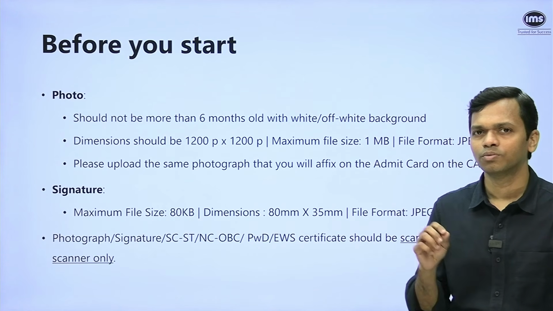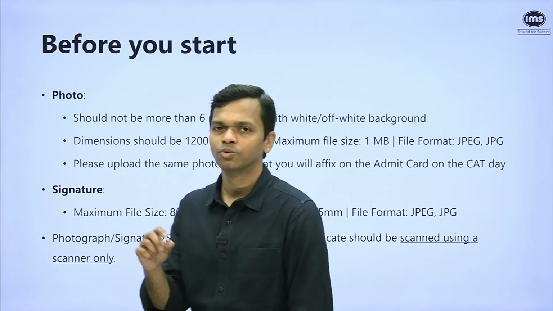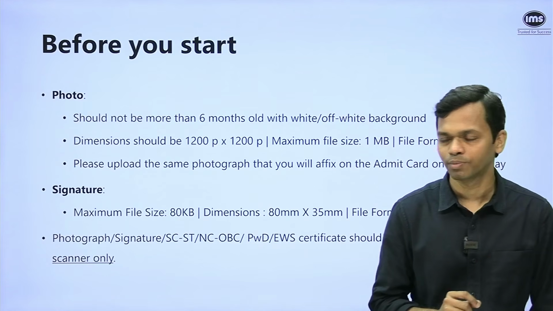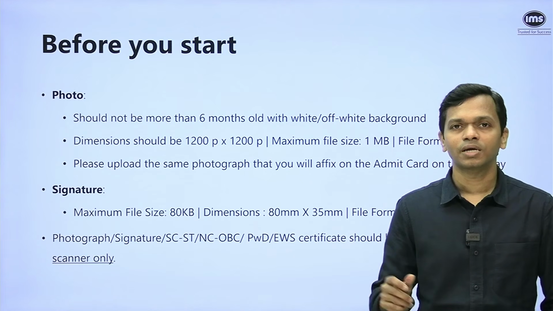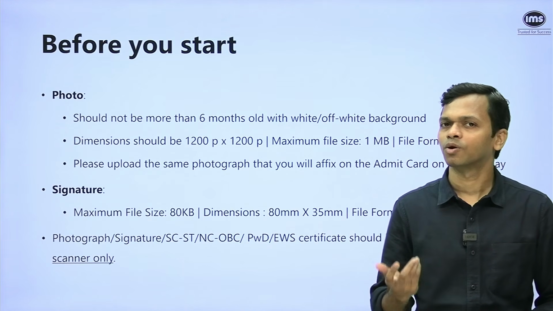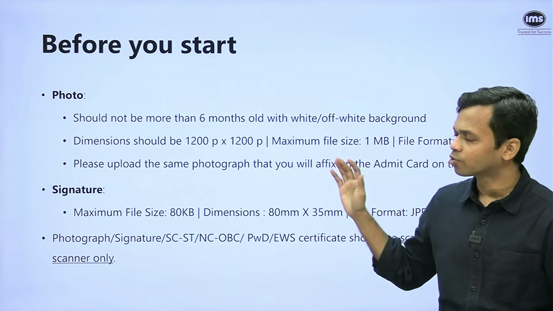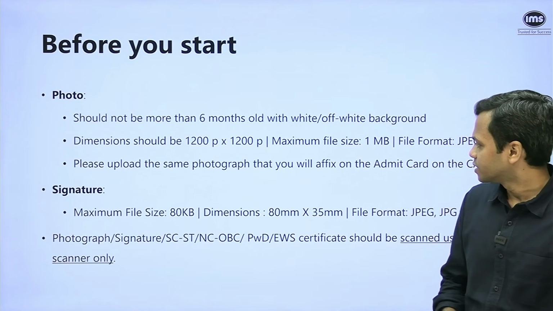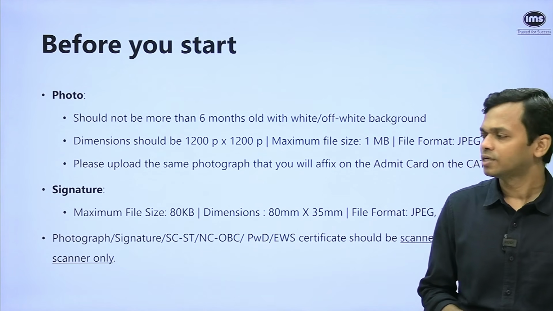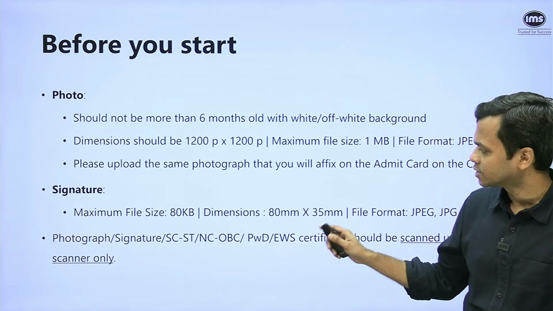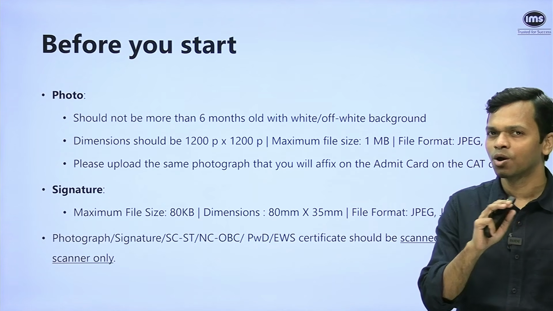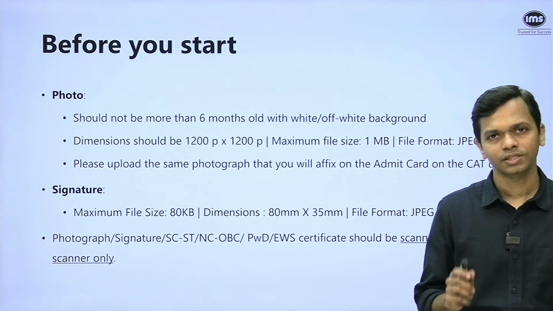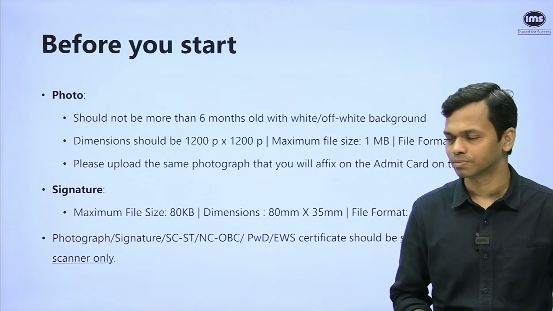For signature, you have to put it on a white paper and then you scan it. For both photo and signature, scan it using a scanner. That is more important, because sometimes if you take a photo and then try to upload, it may not be clearly visible. So that is why photo, signature, both scan it using a scanner. The dimensions for signature is 80 by 35, file format is JPEG and JPG. So photo, signature, SC, ST, NC-OBC, PwD, EWS, whatever certificates or documents that you upload, right, they have to be scanned using a scanner only, so that they are clearly visible.